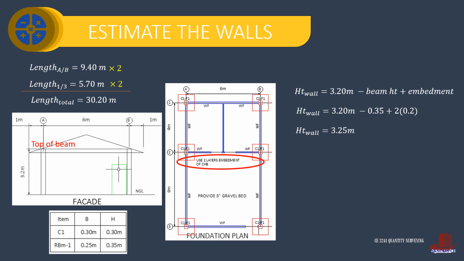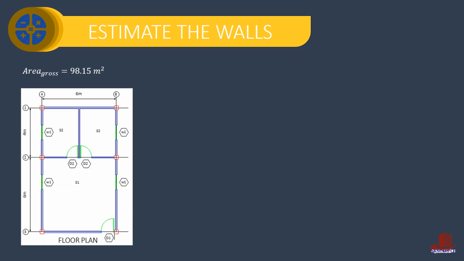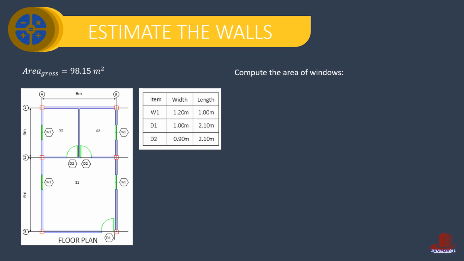Now, we can compute for the gross area of the wall. That's the height of 3.25 and the length of 30.2, resulting to 98.15 square meters. With the gross area already computed, we then focus on the wall openings. Using the floor plan, we can then account for the windows, where dimensions are placed on this schedule.